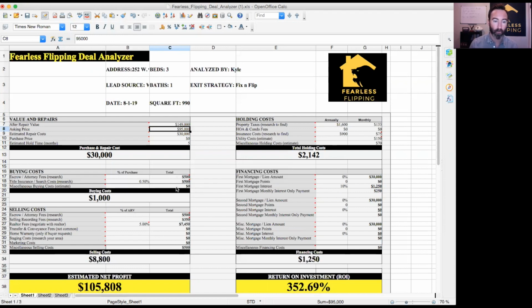So no matter what you end up doing here, whether it's on the escrow fees, the title insurance, and miscellaneous, I just need that coming out to $2,000. So I'm going to just go ahead and put that there. So now my buying costs are $2,000.